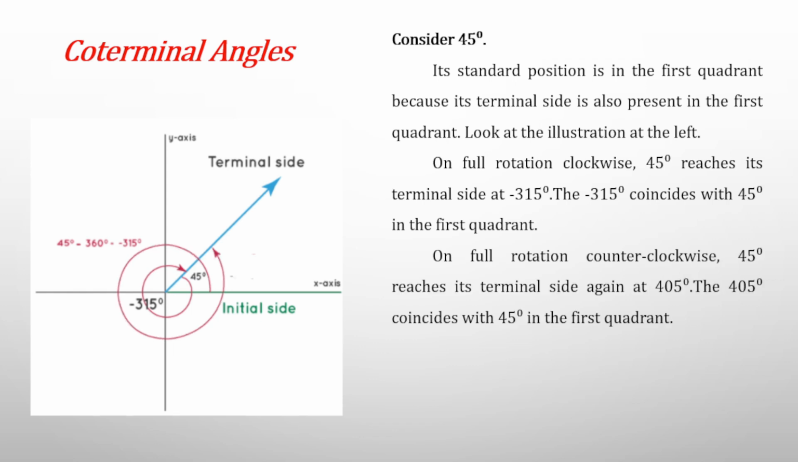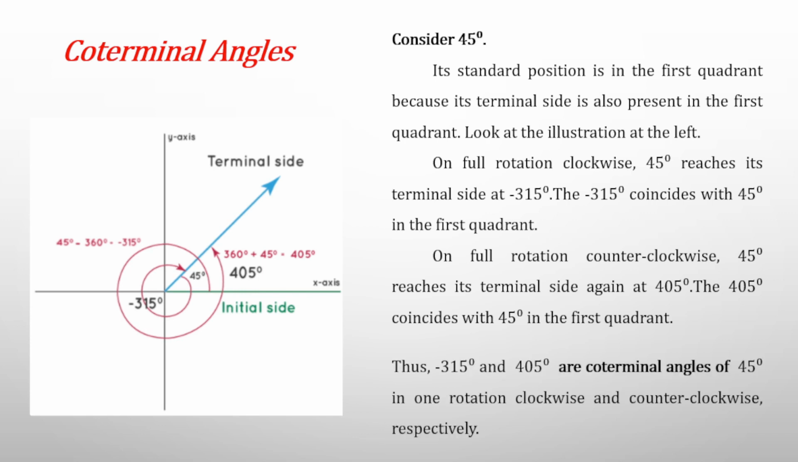One full rotation counterclockwise, 45 reaches its terminal side again at 405 degrees. The 405 degrees coincides with 45 degrees in the first quadrant. Thus, negative 315 degrees and 405 degrees are coterminal angles of 45 degrees in one rotation clockwise and counterclockwise respectively.